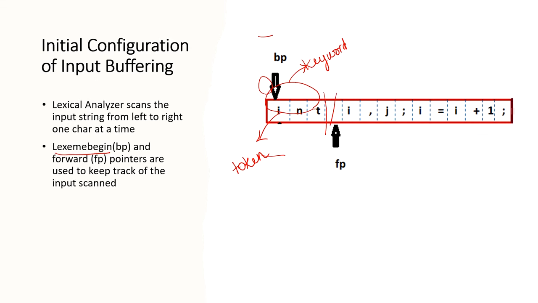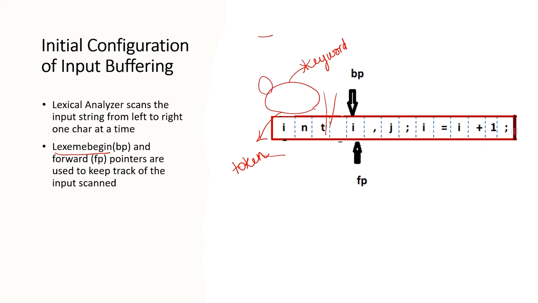After determining the token, our lexemeBegin will now point to the next lexeme, because the token int has been identified. This is how the two pointers, lexemeBegin and forward pointer, are involved in finding out the tokens from an input string. This input is usually read from the secondary storage devices.